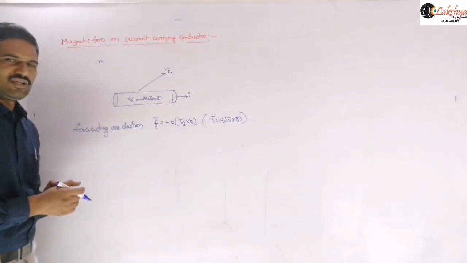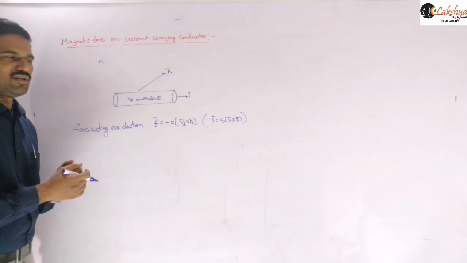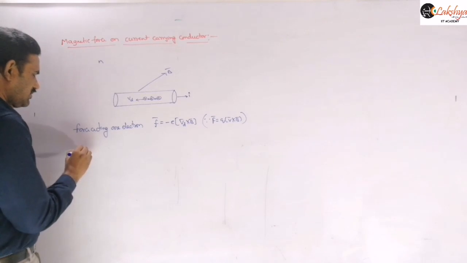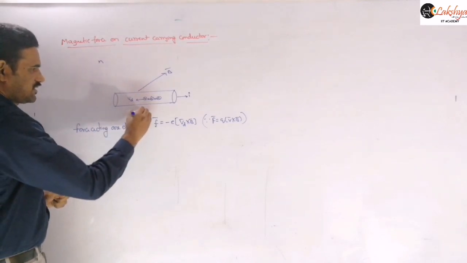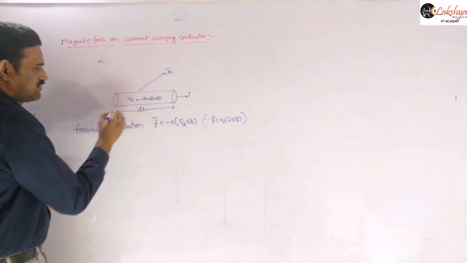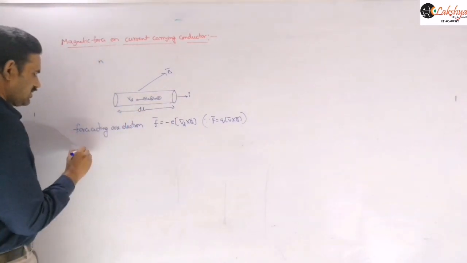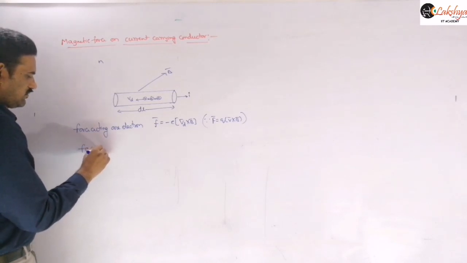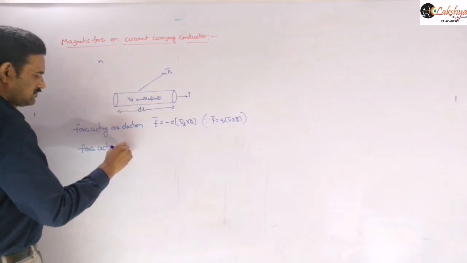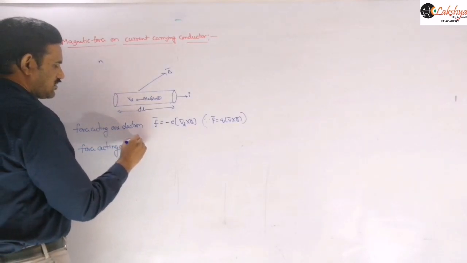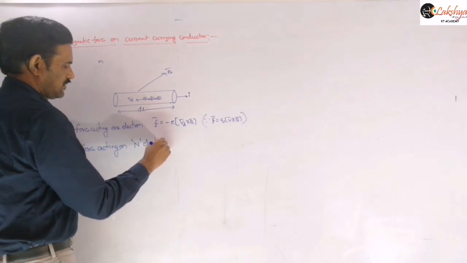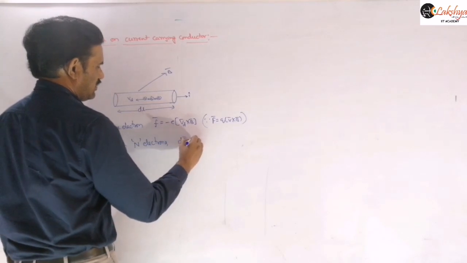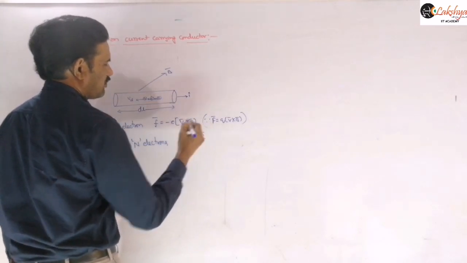Suppose here we are taking a small element. In that small element, let us assume that n number of electrons are there. So this element I am taking as dl, for example, the length of this element. So what we can write is the force acting on n electrons, df bar is equal to n into f bar.